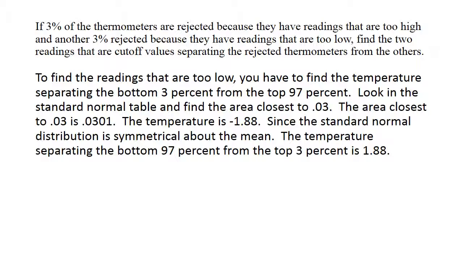You also have to find the temperature that is too high. To find this, since the normal distribution is bell-shaped, is symmetrical, then the only thing we have to do is drop the minus off of the temperature. So the temperature separating the bottom 97% from the top 3% is 1.88.